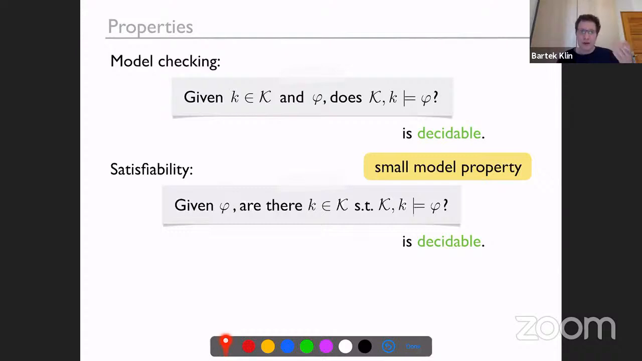And I recall this because this small model property and finite model property is something that will fail in the setting with atoms, and in fact, the satisfiability problem there will not be decidable.